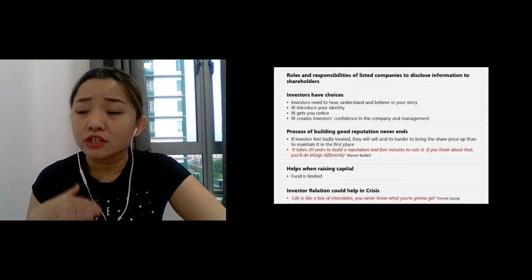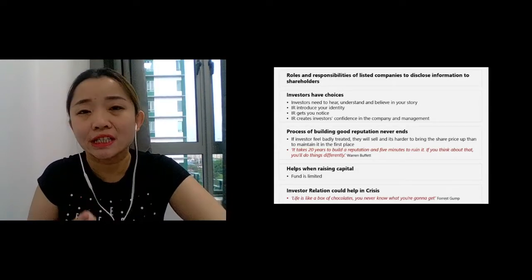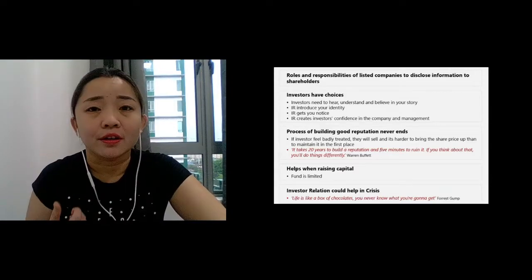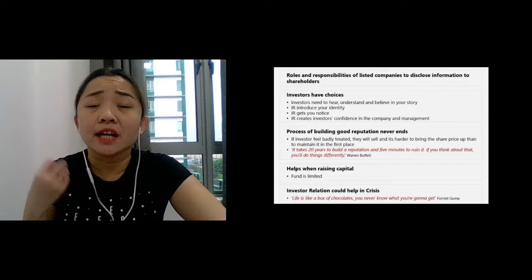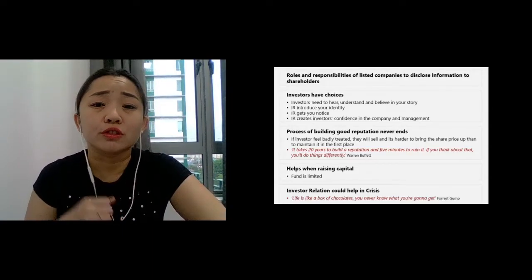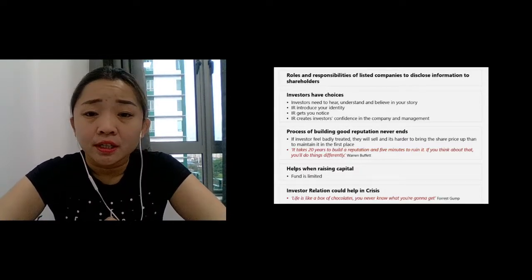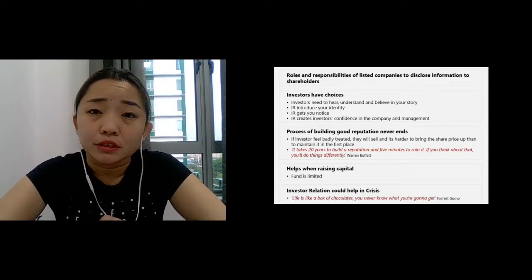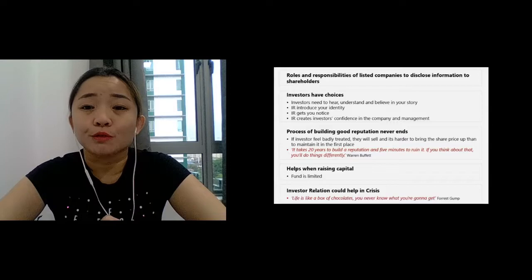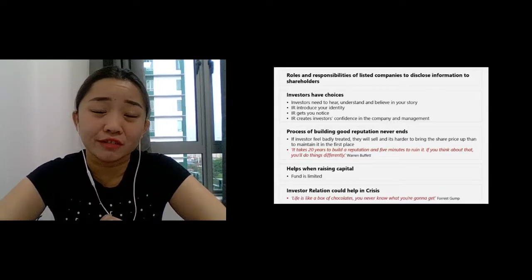Okay, and investor relations is of course one way where you introduce your identity as a company. You show people what you are, how valuable you are, and this will get you noticed at the end of the day. And the job is obviously to create investor confidence in your company and in your management. And obviously, the process of building a good reputation never ends. If an investor feels badly treated, they will sell, and it's harder to bring the share price up than to maintain it in the first place.